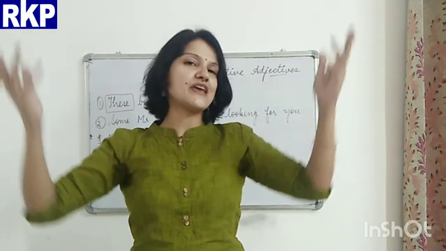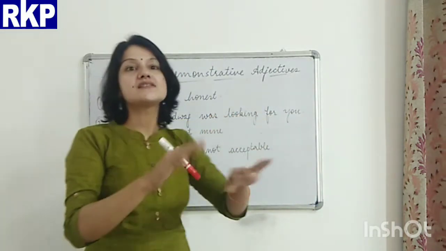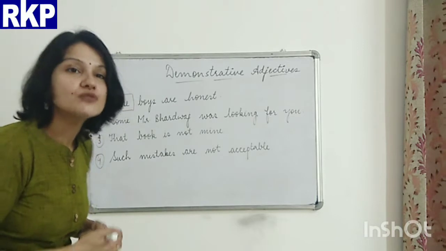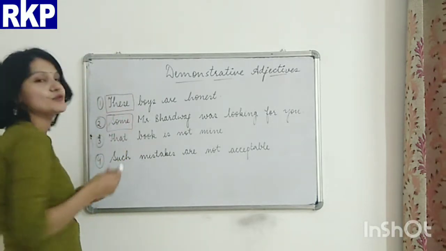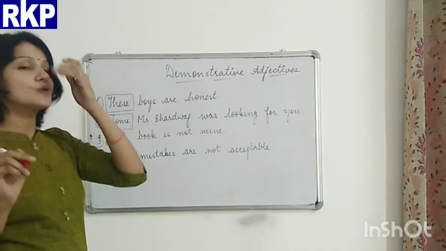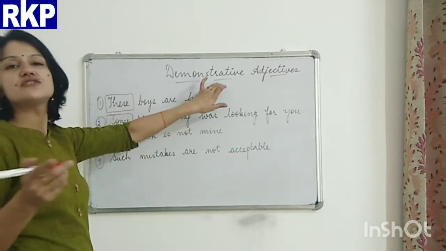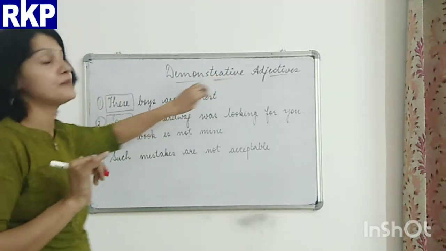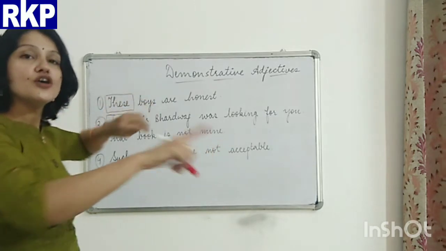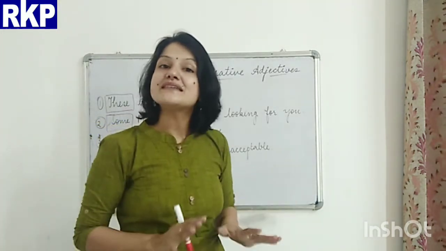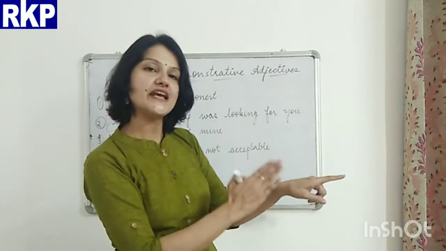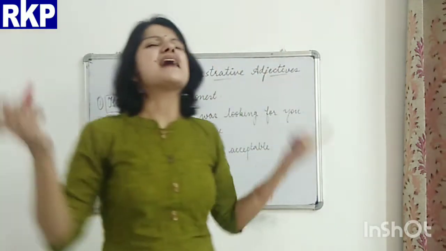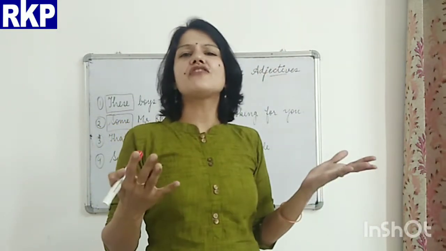So some is used when you do not know a person. Some Mr. Bhardwaj was looking for you. Look for means searching for you, he was asking for you. Now, which Mr. Bhardwaj? Some Mr. Bhardwaj. Here I would also like to tell you that demonstrative adjectives can be definite and indefinite as well. Like these boys: I know which boys I'm talking about, so they are definite. And some, because I do not know, the person is not there in front of us.